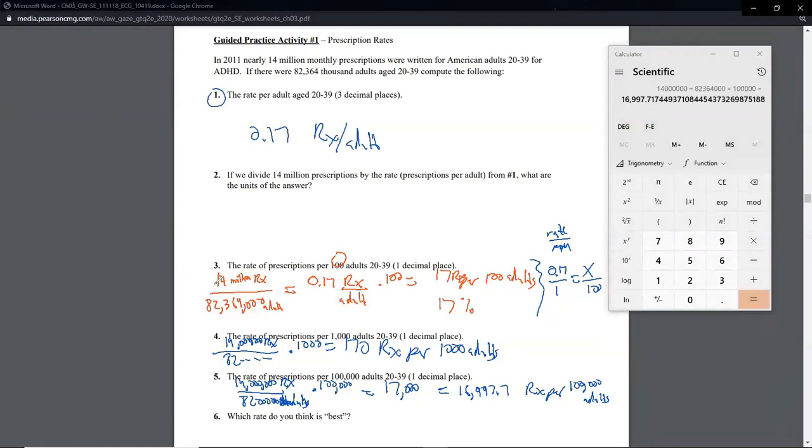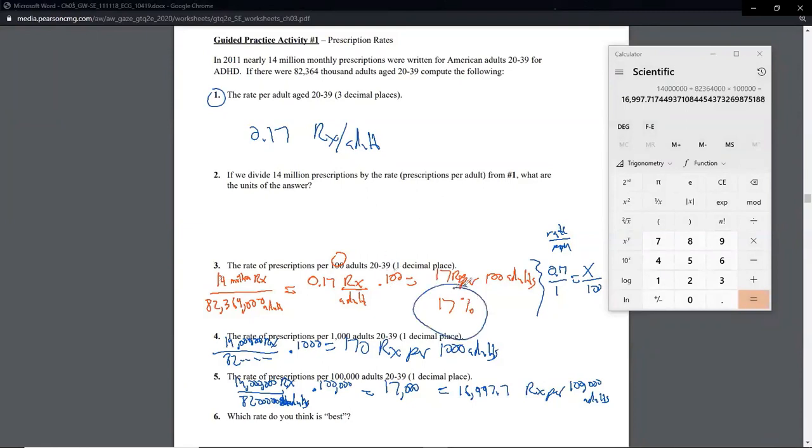Why would any of us do this? Which one's the best answer? That's what number 6 is. And I've mentioned before that this is subjective, which means it's opinion. So one person might think that the first one is the best because it's the simplest, it's less than 1. Maybe they just like decimal values and they like thinking about per adult. Another person might say, well, I like the answer to number 3 more because since we scaled it to 100, we've talked about how scaling to 100 relates to a percent.